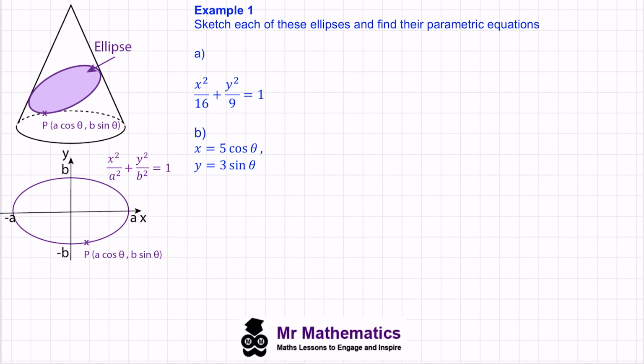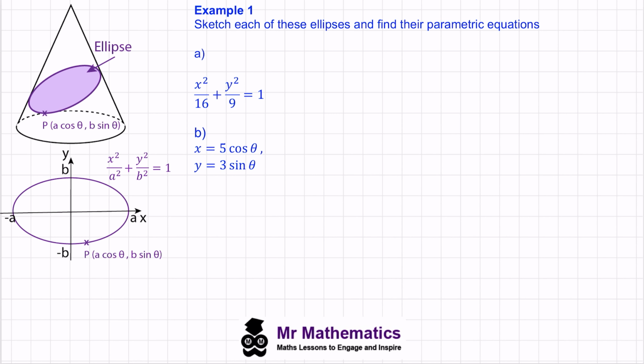Hello everybody, so in this video we're going to look at another type of conic section, which is an ellipse. An ellipse is formed by the intersection of a cone with a plane that cuts through only the curved surface of the cone, and it has the general Cartesian equation of x squared over a squared plus y squared over b squared, where a and b are both constants. And it has the parametric equation where x is a cos theta and y is b sine theta.